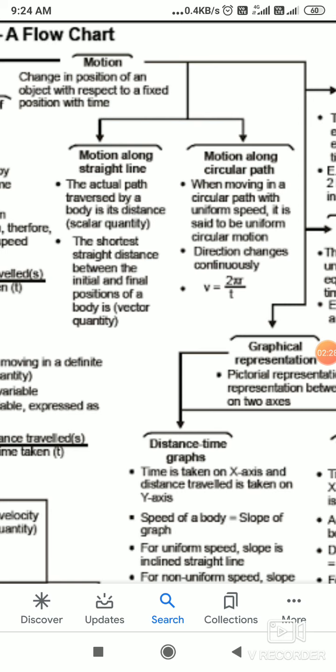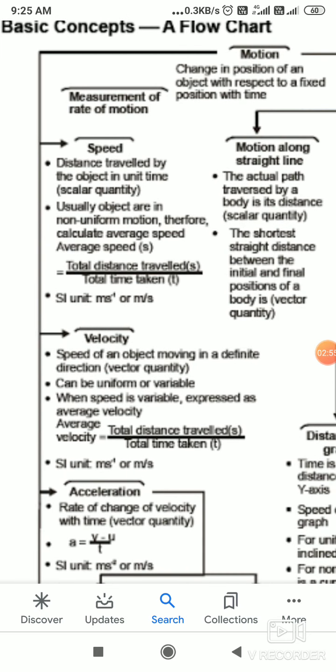Motion may be in a circular path. When moving in a circular path with uniform speed, it is said to be uniform circular motion. Direction changes continuously. v equals 2 pi r by t. In this case the direction continuously changes, and the direction is always tangential to the movement of the particle.